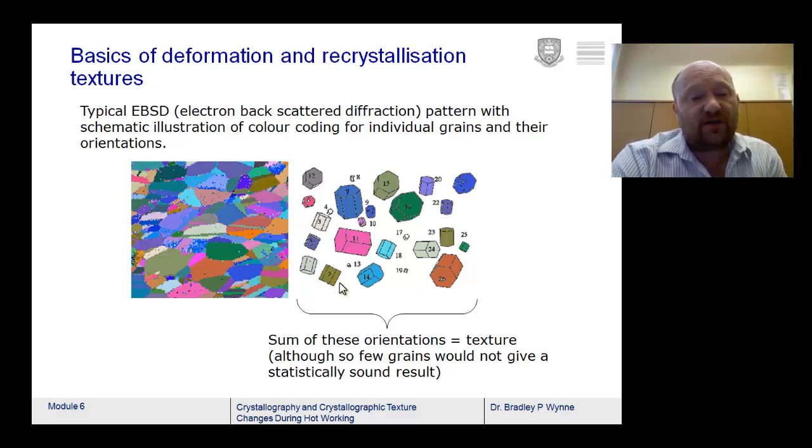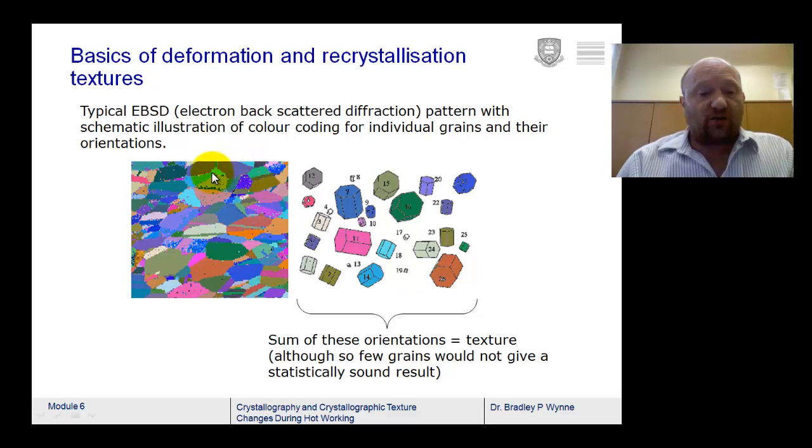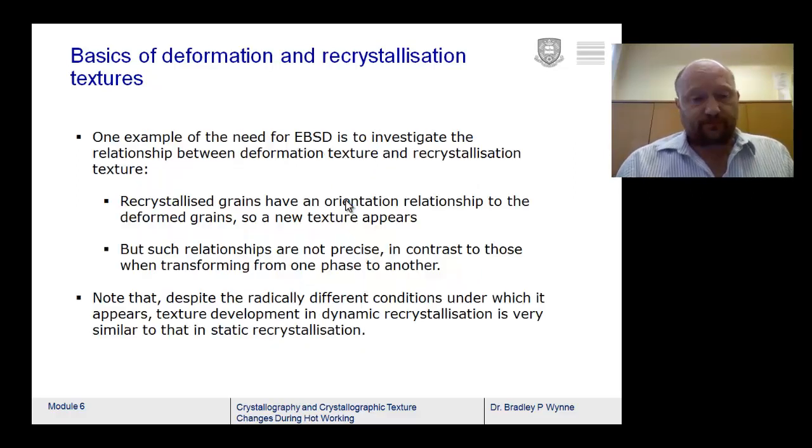Here is an example of the EBSD picture. In this case, we've got a picture showing lots and lots of different colours. Each of those colours represents the orientation of the grain. So you can see we've identified all the grains here, and each of those colours represents a specific orientation. So you can see here we have 15 is a certain orientation, 7 with its different colour has a different orientation. So you can see that we're looking at a set of orientations. We can actually accurately determine those orientations.